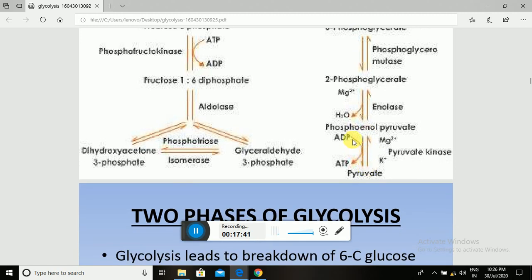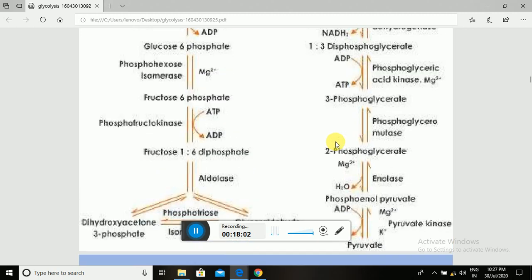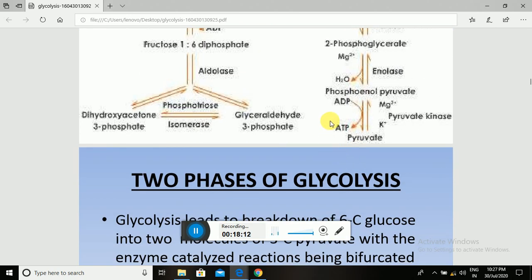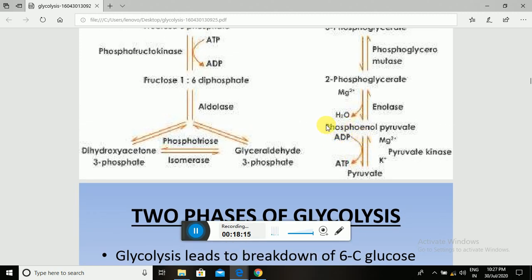Then this phosphoenol pyruvate gets converted into pyruvate, and the enzyme responsible for this reaction is pyruvate kinase. It also requires the cofactors Mg2+ and K+. In this reaction, the second ATP is synthesized. The first ATP is synthesized at the conversion of 1,3-diphosphoglycerate into 3-phosphoglycerate, and the second ATP is synthesized when phosphoenol pyruvate is converted into pyruvate.